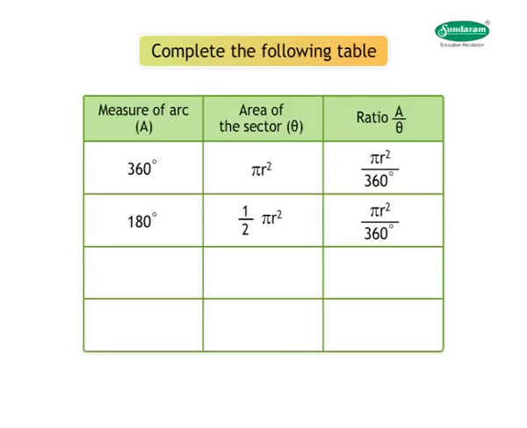It is given that the measure of the arc is 90 degrees. Area of the sector is 1 upon 4 into pi into r square. Thus, the ratio is pi into r square upon 360 degrees. It is given that the measure of the arc is 45 degrees. Area of the sector is 1 upon 8 into pi into r square. Thus, the ratio is pi into r square upon 360 degrees.